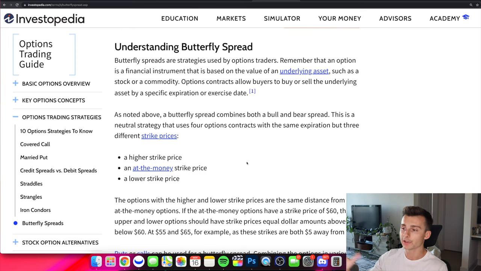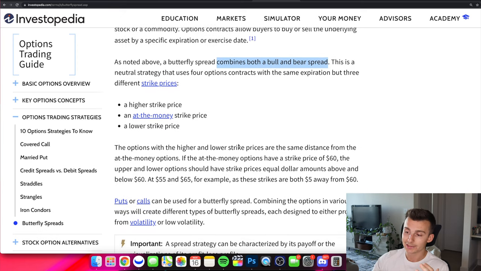But generally speaking, what you're going to be doing is combining a bull and a bear spread. This is essentially a neutral strategy. You'll use four option contracts with the same expiration date, but three different strike prices. So you're going to look at three different strike prices, and this may be confusing, but hopefully we can break it down step by step.